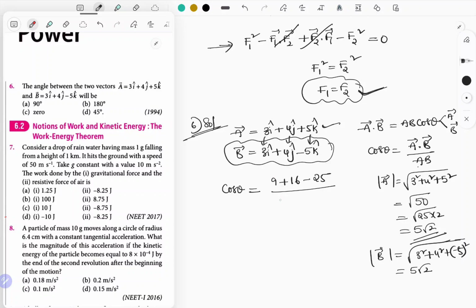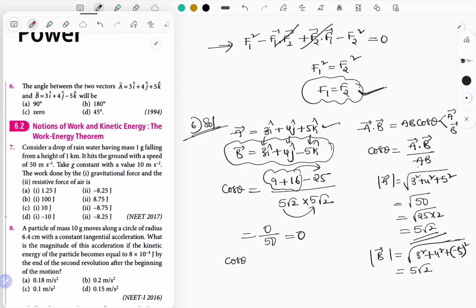Let me substitute them. It is 5 root 2 into 5 root 2. And 9 plus 16 is going to be 25. 25 minus 25 is going to be 0. So 0 by anything is equal to 0 only, whatever the value may be. If you need the exact value, 5 5s are 25, root 2 into root 2 is 2, 25 into 2 is 50. So the answer is going to be 0.